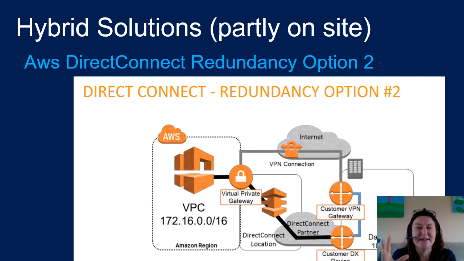So rather than connect via a separate Direct Connect redundancy option, they could set up a VPN, which does go over the internet, but only when the other one is down. So only when the Direct Connect option isn't there, they might use the VPN. So in this case, they'd have a VPN gateway on site, which connects via the internet directly into the VPC on the AWS side. So that's a typical redundancy option for Direct Connect in AWS.